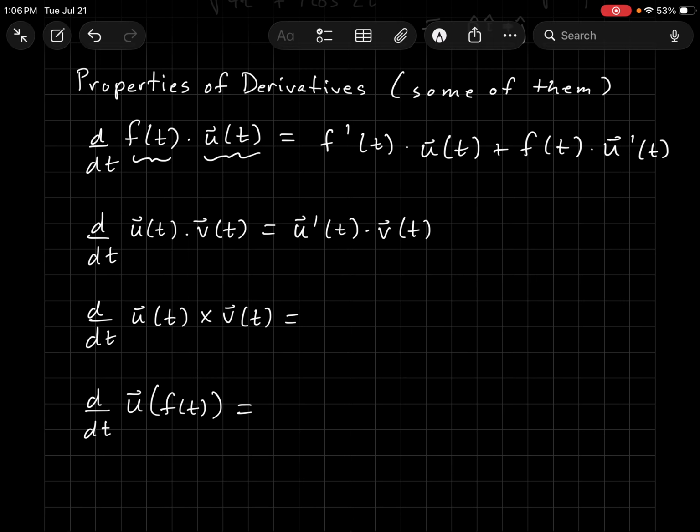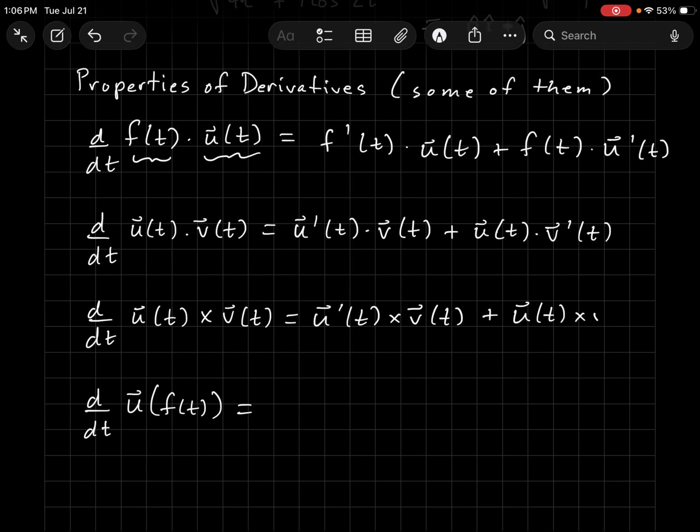What if we're doing the cross product? Similar product rule: u prime of t cross v of t. Here the order matters. Make sure you get the order right when doing the cross product, plus u of t cross v prime of t. So just your typical product rules. I wanted you to see those.